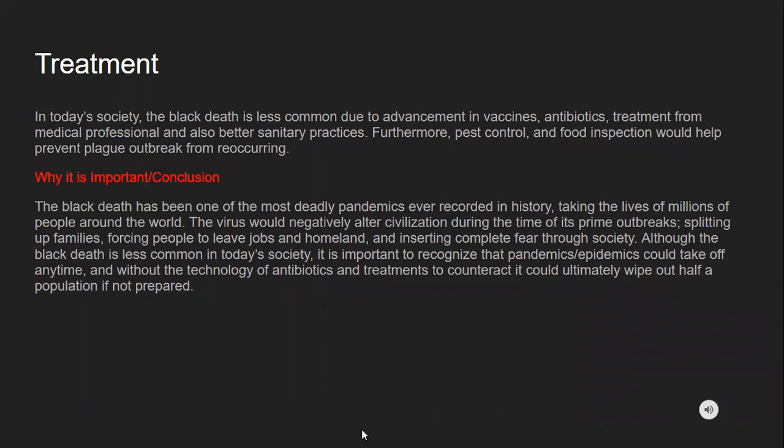So what are some treatments to counteract the virus? In today's society, the Black Death is less common due to the advancement of vaccines, antibiotics, treatment from medical professionals, and also better sanitary practices. Furthermore, pest control and food inspection would help prevent plague outbreaks from reoccurring.